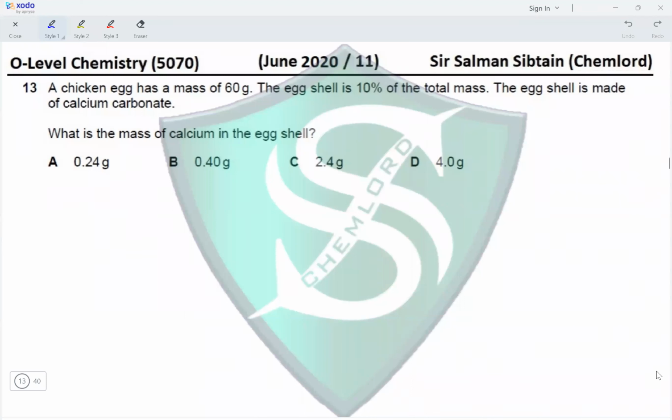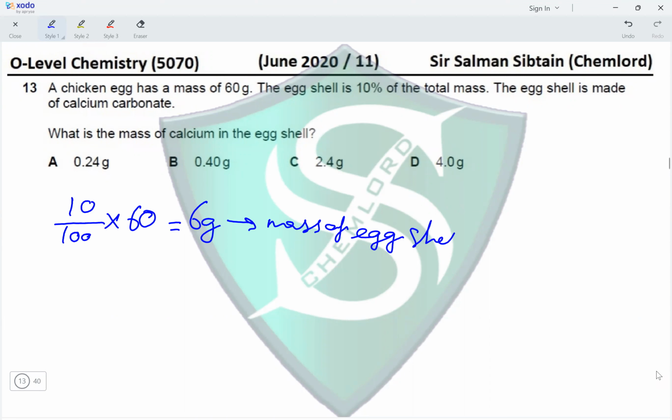Question 13. A chicken egg has a mass of 60 grams. The eggshell is 10% of the total mass. The eggshell is made of calcium carbonate. What is the mass of calcium in the eggshell? So first of all, 10% of 60 is equal to 6 grams. This is the mass of eggshell.